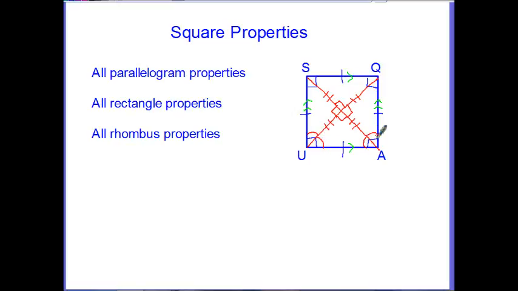Now, I want you to think about this. If you know that the angles were right angles, and they're being bisected, what does that mean about all 8 pairs of angles here? Hopefully you said that they're all 45 degrees, which makes them all congruent. And that's what a square is going to look like.